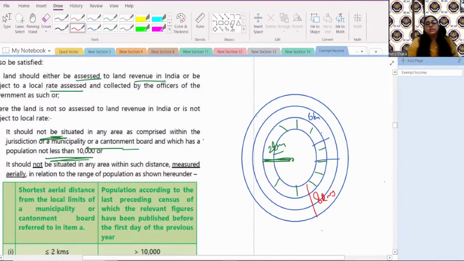Yes, absolutely, Dinesh. जहाँ का population cantonment का 10 lakh से ज़्यादा है, but land is situated from the 9 kilometers range, it can qualify as a farm building because 8 kilometers तक के area को they have not covered. If the population is less than 10,000, then no worries. उस cantonment area में वो आएगा, it can qualify as a farm building.